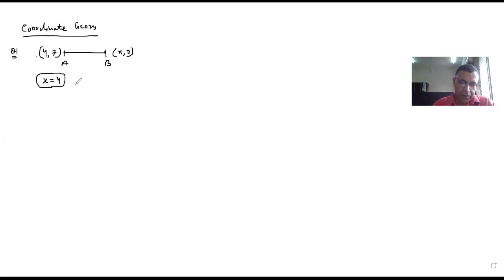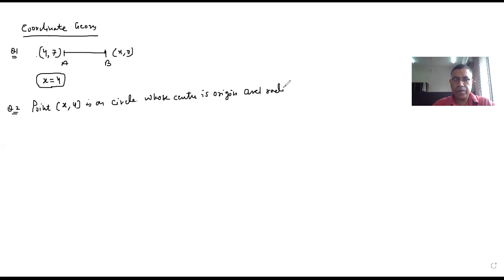Now the next question number 2 is saying: point (x, 4) is on a circle whose center is origin and radius is 5. Find x.